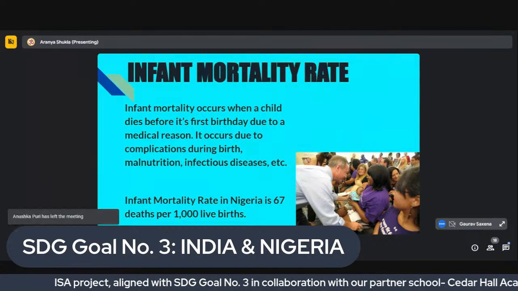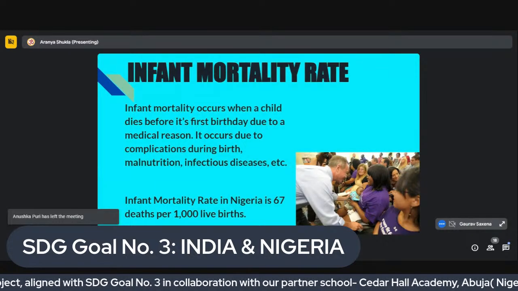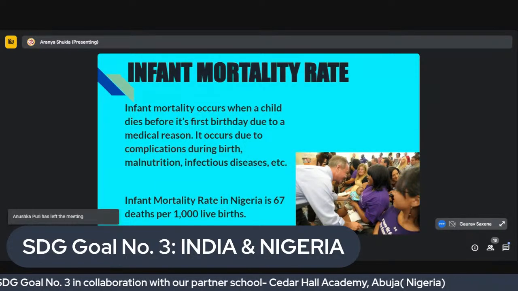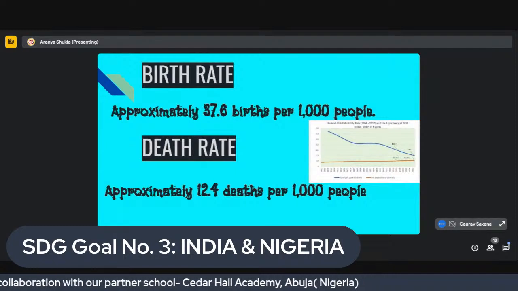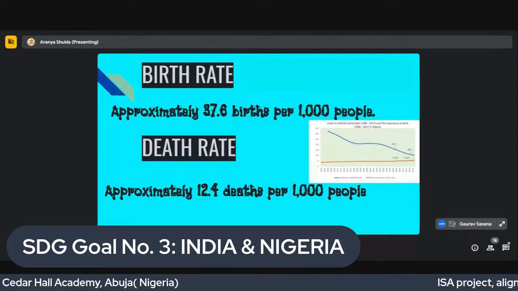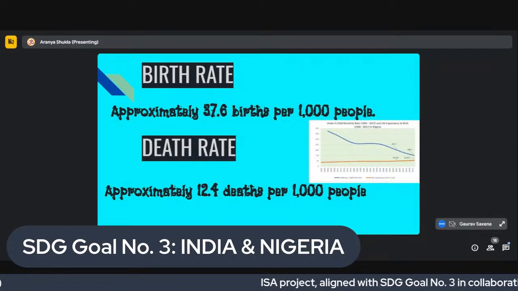Infant mortality rate in Nigeria is 67 deaths per 1,000 live births. Birth rate: approximately 37.6 births per 1,000 people, and the death rate is approximately 12.4 deaths per 1,000 people.